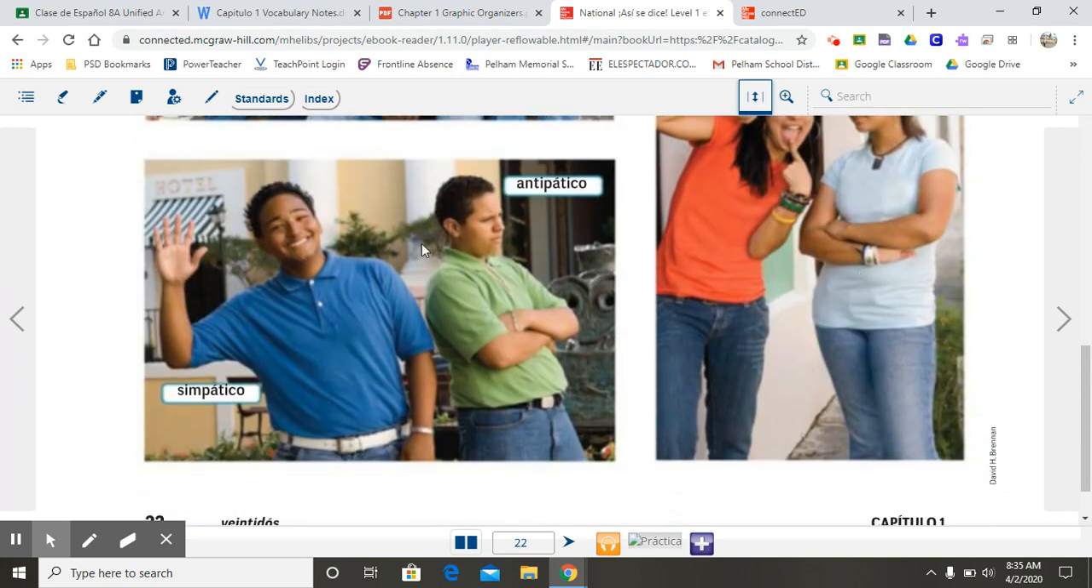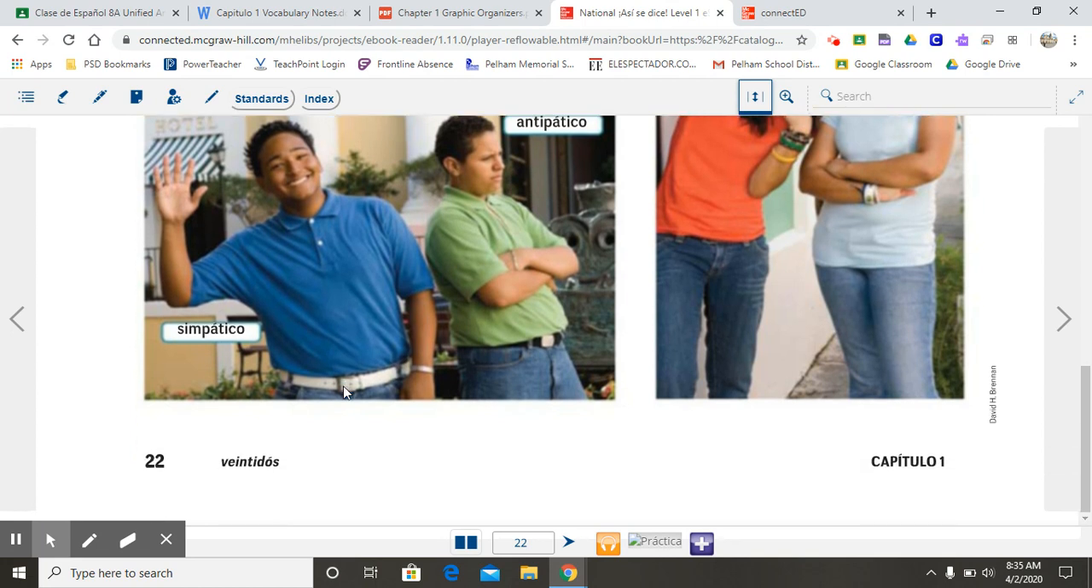We have these two boys over here. What do you notice about their personalities? Remember, we're trying to describe them. So what about their personalities? This guy is very what, and this guy is very what? Okay. I want you to take a look at this word, simpático. Simpático means friendly. All right. Friendly or kind.